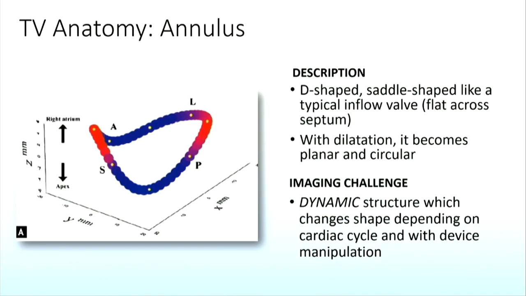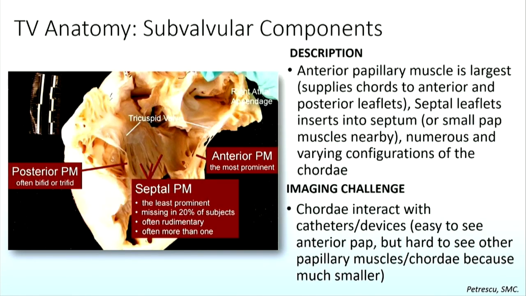may vary. If you look at the annulus, it is a typical inflow annulus, D-shaped, saddle-shaped annulus, but as it dilates, it becomes planar and circular. And this dynamic structure does change shape with the cardiac cycle and with device manipulation.